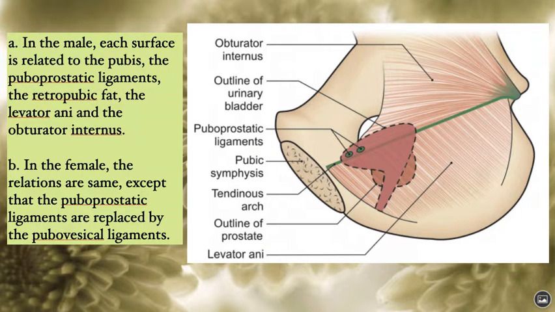In the male, each surface, this is the outline of the prostate gland, each surface is related to the pubis and to the puboprostatic ligament, retropubic fat, and the levator ani and the obturator internus. You can see this is the puboprostatic ligament from the prostate gland to the pubis, and then we have the retropubic fat over here. The levator ani muscle is over here, and then we have the obturator internus. In the female, the relations are the same except that the puboprostatic ligaments are replaced by the pubovesical ligament.